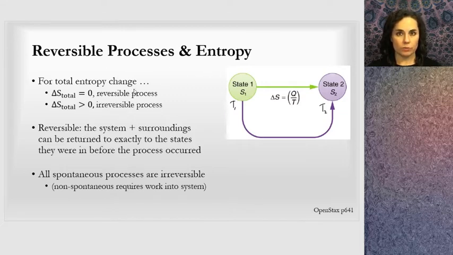For a total change of entropy, and this means the system and the surroundings, if that is zero, if the entropy is constant, then that's a reversible process. No work was put into it in order to cause it to happen. There may have been an entropy shift in the system such that there are non-zero terms, but overall, the total is zero. If the change in entropy was greater than zero, which means that there was some sort of net energy put into the system, that's an irreversible process. That's something where work was put in, we cannot get the work back out, and it can't be undone. So a reversible process is one in which the system and surroundings can be returned to exactly the states they were in before the process occurred.